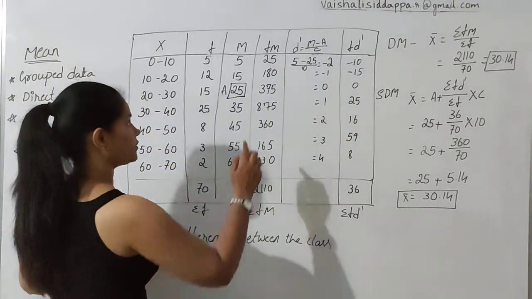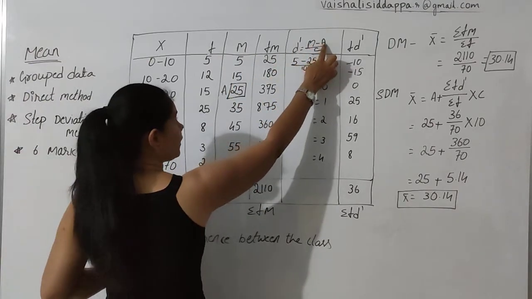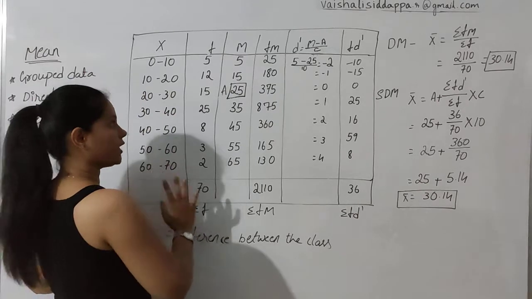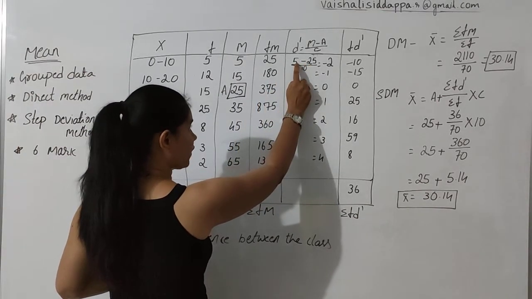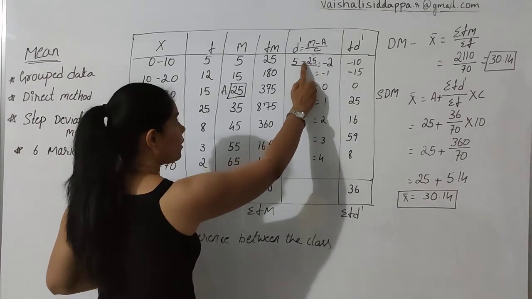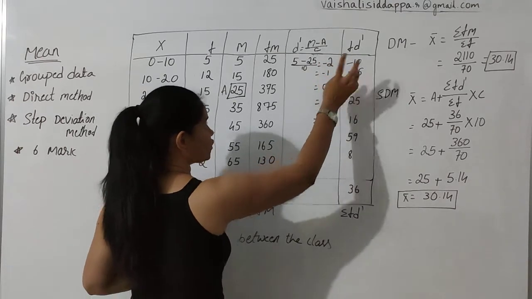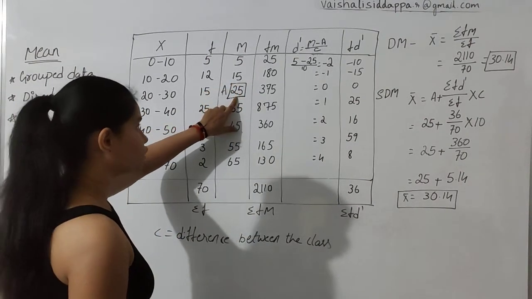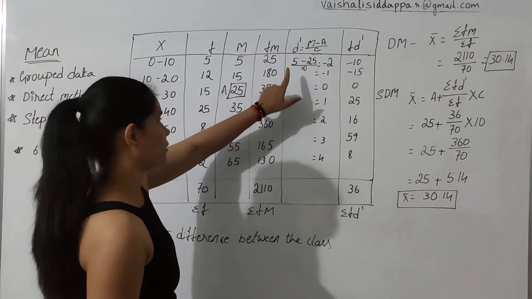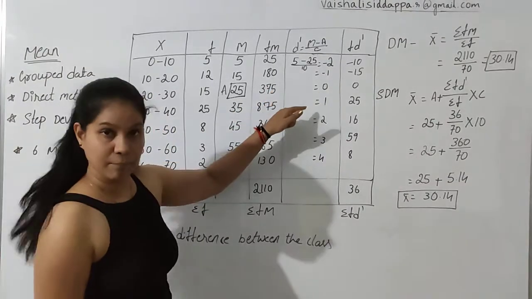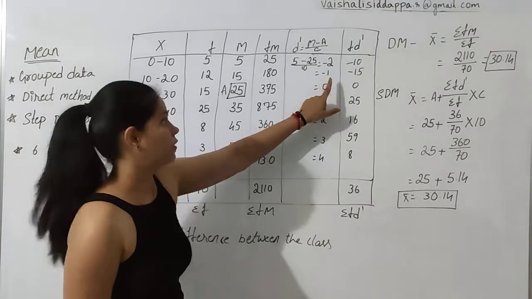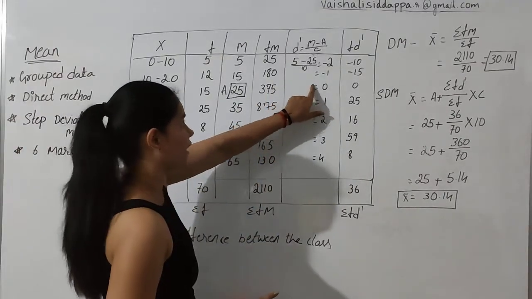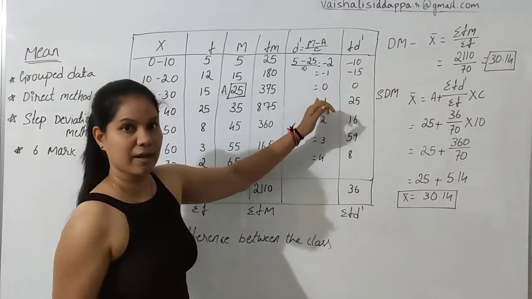Let me tell you how we are going to solve this. M in the first place is 5. A every time you are going to take the same number, which is 25. And C, the class difference, is all the time 10. So 5 minus 25 is minus 20, minus 20 by 10, so it is minus 2 is the answer. In the same way, M is 15, so 15 minus 25 by 10 means minus 10 by 10. In that case the answer will be minus 1. Here M is 25, and the assumed mean is also 25. 25 minus 25 is 0, divided by 10, the answer will be 0.